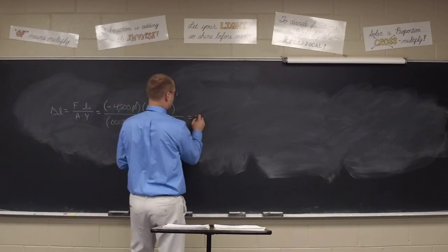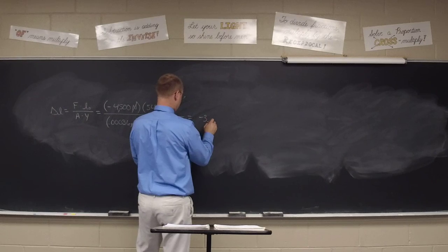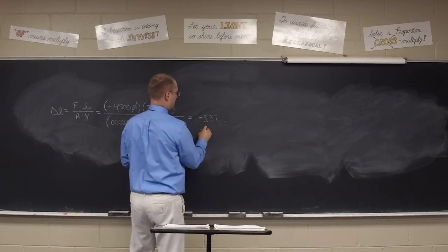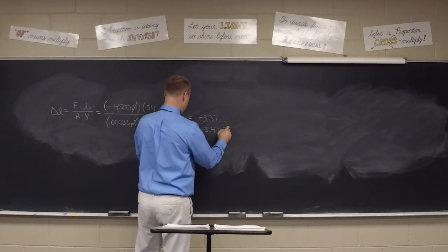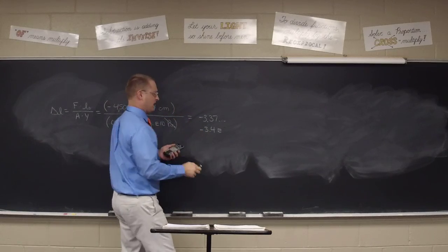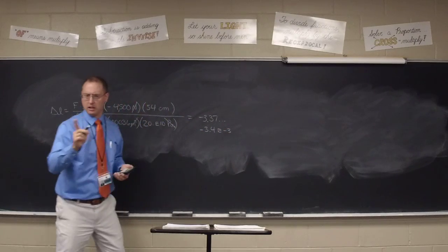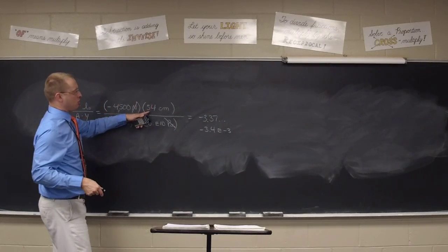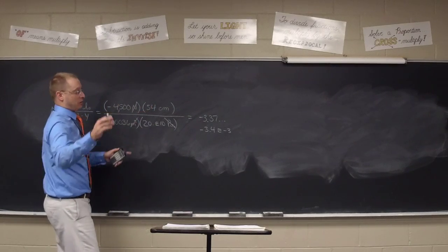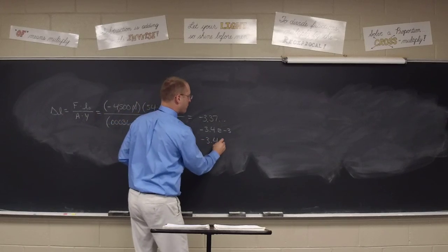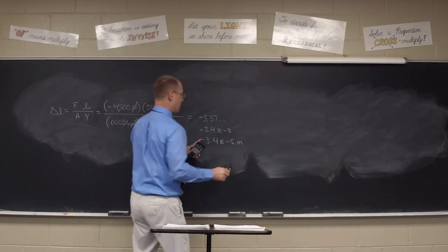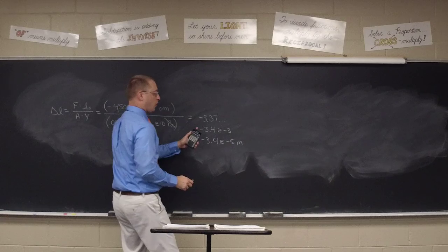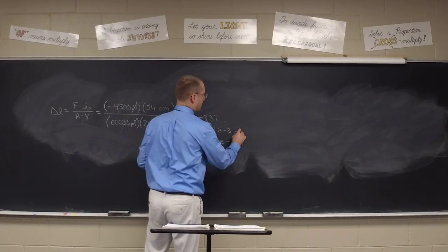Negative 3.4 E negative 5. I got a negative 3. Anyone else get a negative 3? Oh, did you change this to meters? I did. Okay, that's why. So yours is not wrong, okay? So both answers are correct. Either negative 3.4 E negative 5 meters or negative 3.4 E negative 3 centimeters.